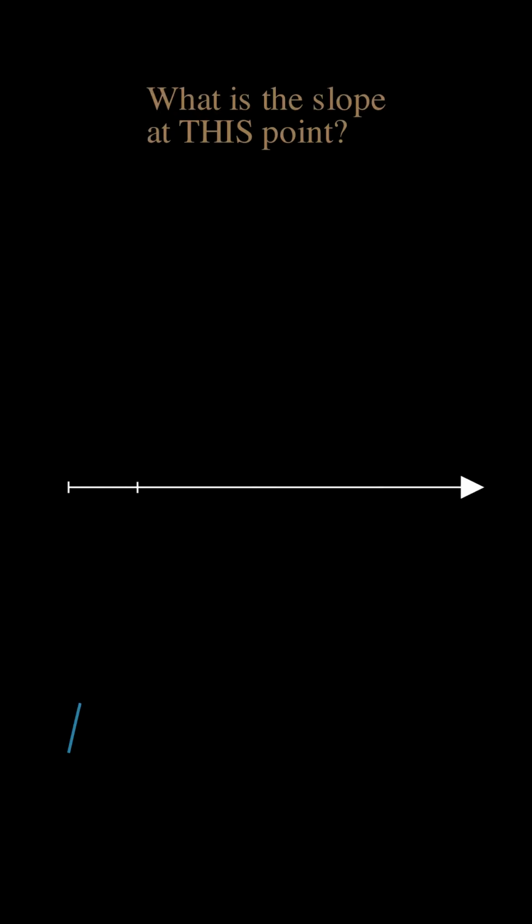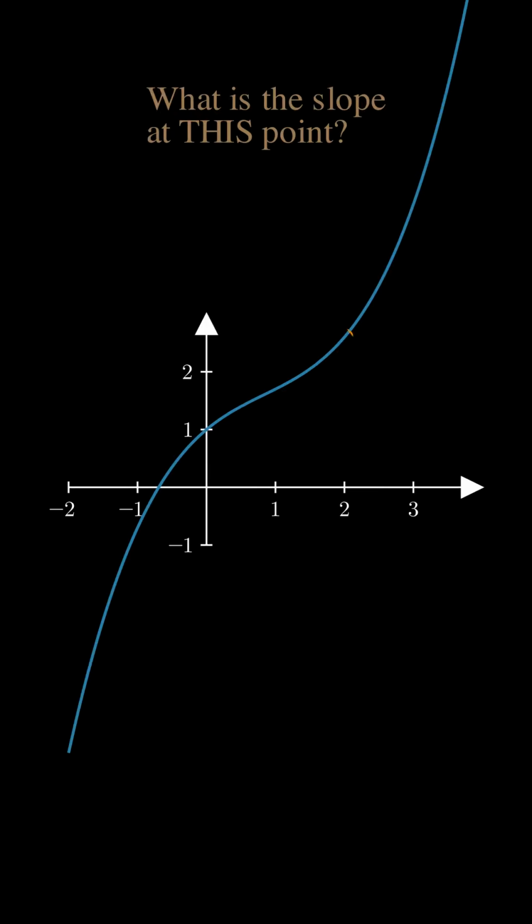Imagine you're standing on a curved hill. How steep is it exactly where you're standing? For a straight line, finding slope is easy: rise over run. But curves are tricky. The slope keeps changing. This is the problem differentiation solves.